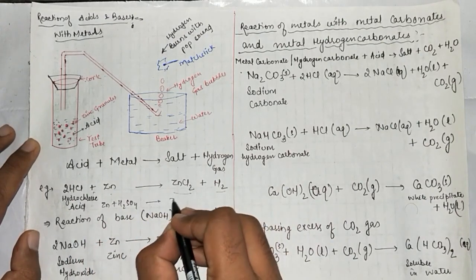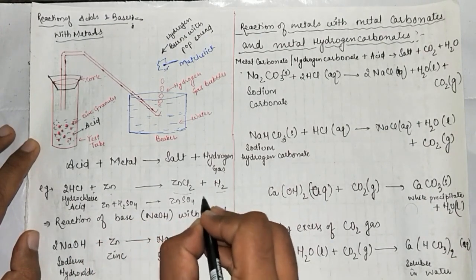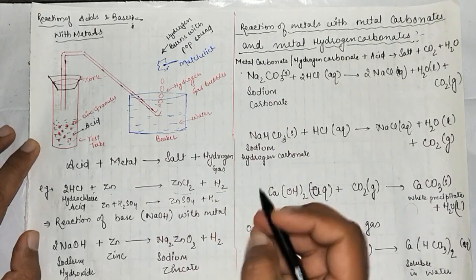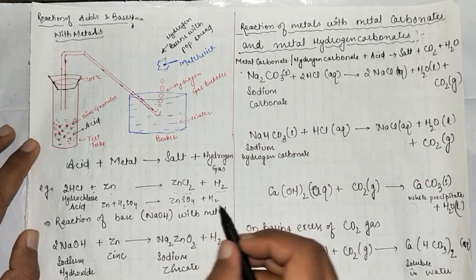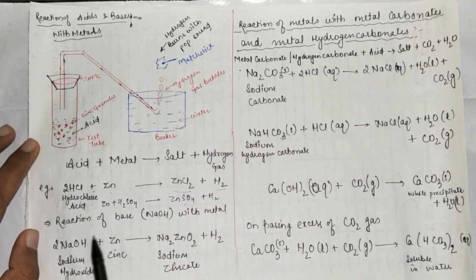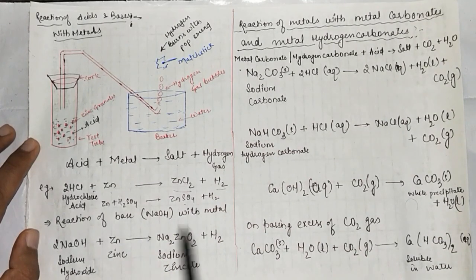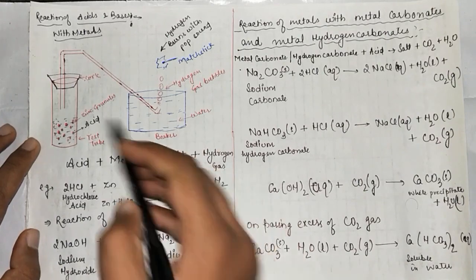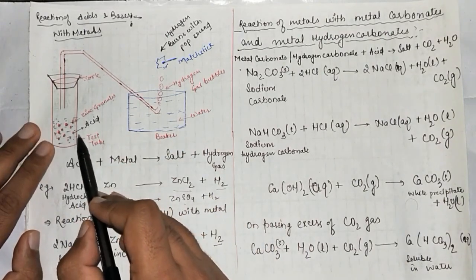Okay, it gives out ZnSO4 plus H2 gas. This is salt and this is hydrogen gas. What happens in case of bases? When a base reacts with a metal, it also produces hydrogen gas. So we can take a base here instead of acid.